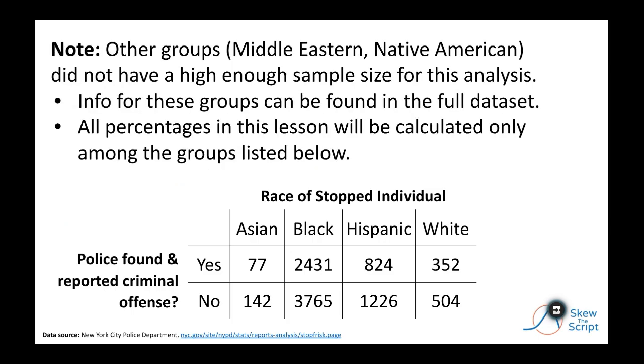Note that other groups, such as those from Middle Eastern and Native American descent, did not have a high enough sample size for this analysis. So if you really want to see all that data, you can get on nyc.gov. But for today, we're just going to keep it simple with just these 4 groups.